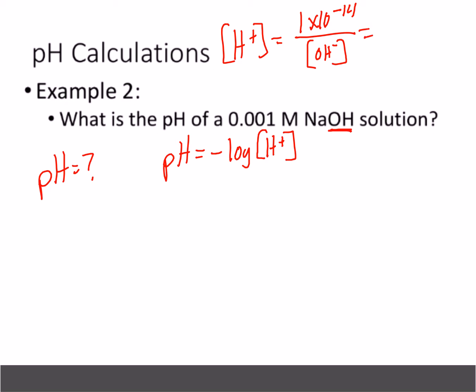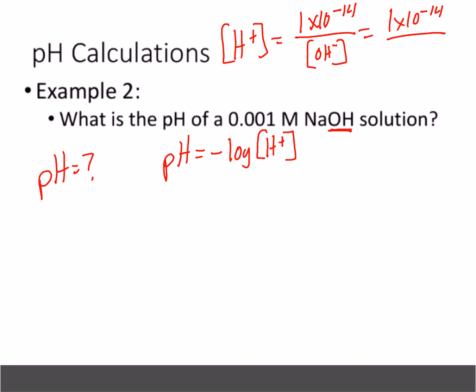Okay, so, again, I'll just reiterate that, since we have a base to start, we have to go through this extra step right now. Right now we have to go through this extra step and convert it to the hydrogen ion. If we had an acid, we could just take our concentration and plug it right in. It'd make it a lot simpler. So here we go. 1 times 10 to the minus 14 over our concentration.